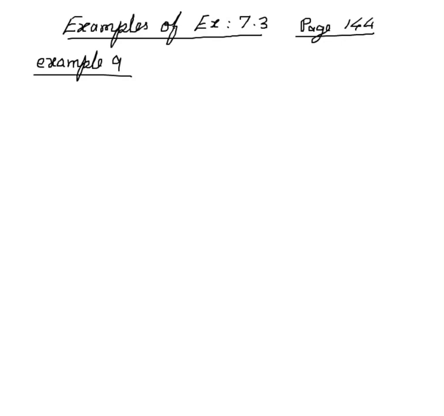Example 9. Find the number of permutations of the letters of the word Allahabad. A, L, L, A, H, A, B, A, D.